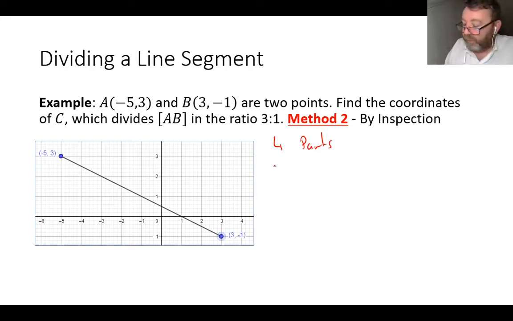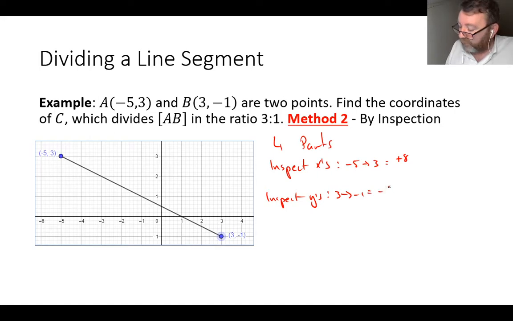Now, the next thing we do is we inspect the x's. Okay, x goes from -5 all the way up to 3. -5 up to 3. So these are the x values we're dealing with, which is what? That happens to be an increase of 8. All right. Now, what about the y's? Let's inspect the y's. What happens? Y goes from 3 down to -1, which is a decrease of 4.